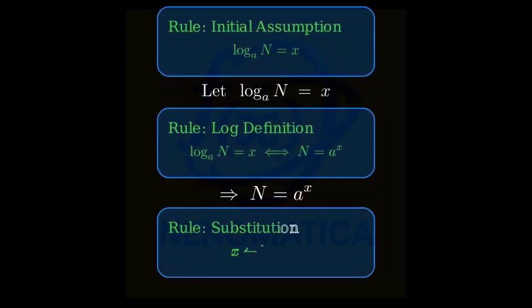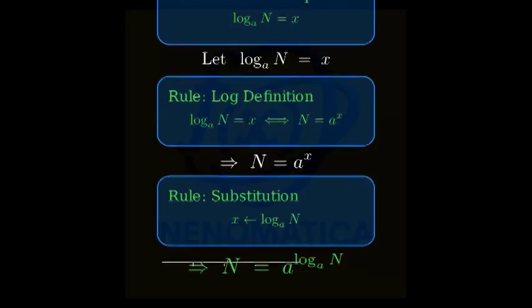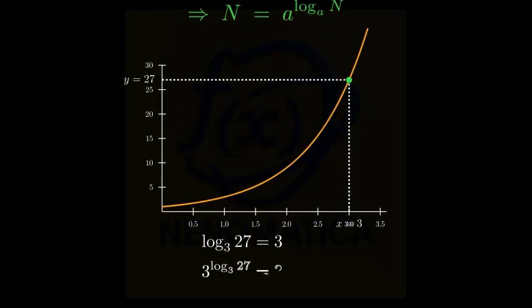To make this identity feel intuitive, let's look at a concrete example with base 3 and n equals 27. We will see that log base 3 of 27 is 3, and 3 to the power 3 is 27. Note, a closely related and very useful property is the power swap: x to the power log base a of y equals y to the power log base a of x. We can justify it quickly.